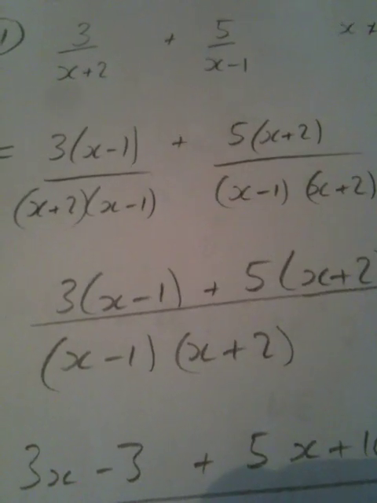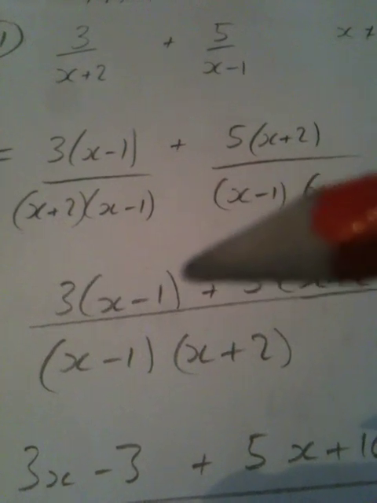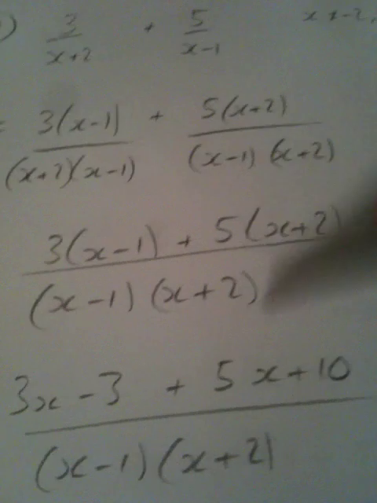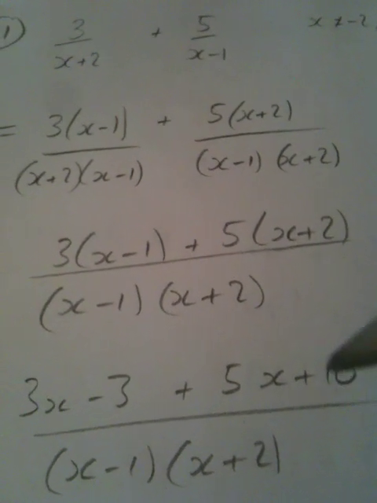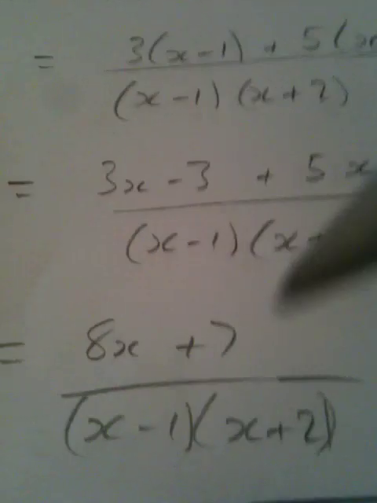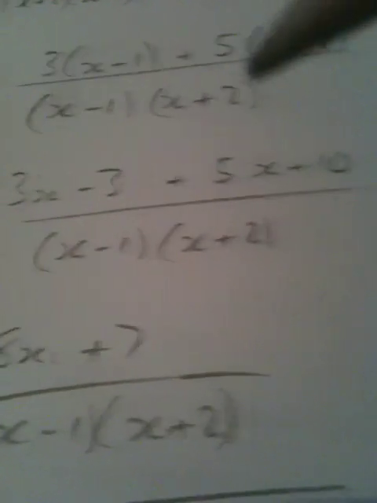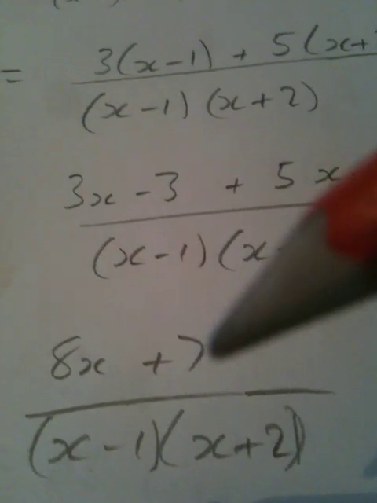So I'm going to write it as one fraction. Then it said to simplify it, so we can multiply out each bracket: 3 times x minus 3 times 1, 5 times x plus 5 times 2. Collect the x terms together, 3x add 5x, minus 3 add 10, and we're still over the same common denominator. And that's that done.